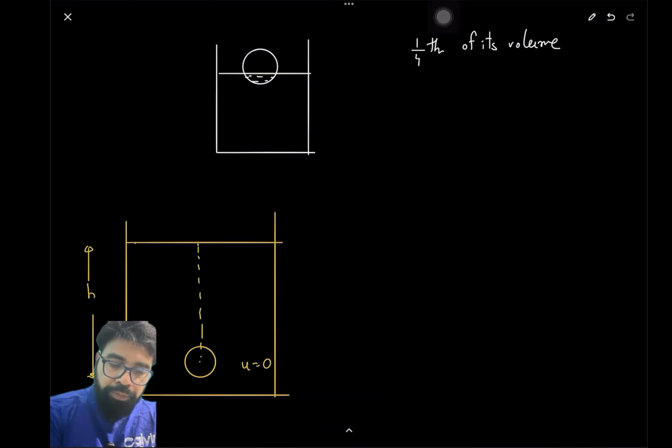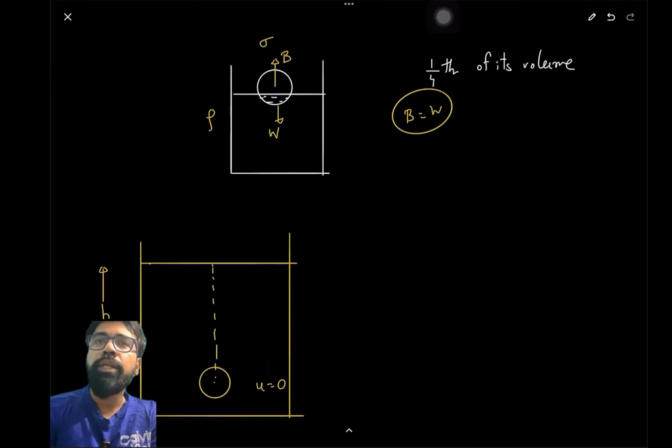So let us assume that the density of the body is sigma and the density of the liquid is rho. Now, this body is floating. That means the upthrust provided by the liquid, which is known as buoyant force, and the weight of the body must balance. So if this equation is valid, then the body will float.